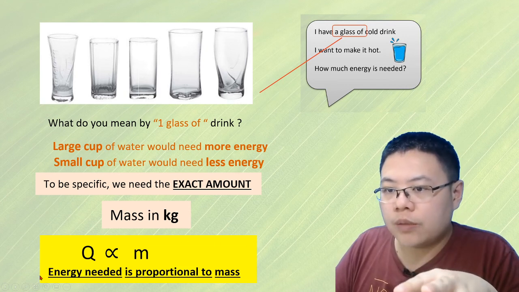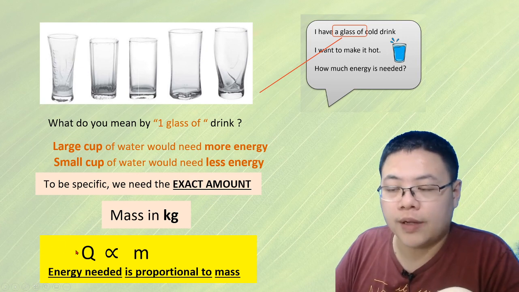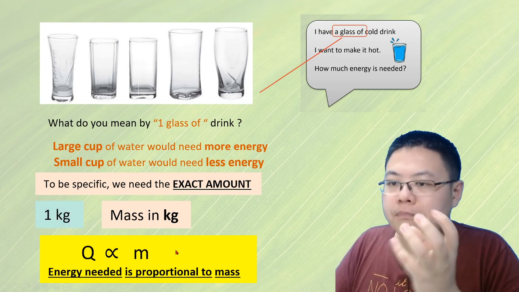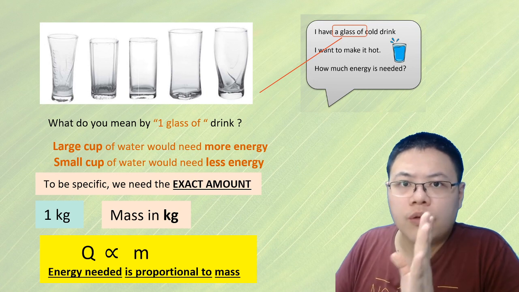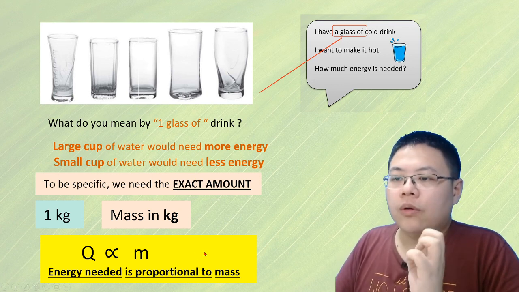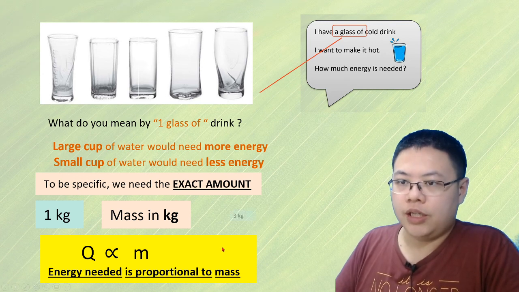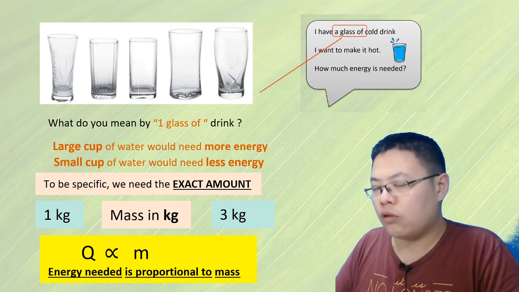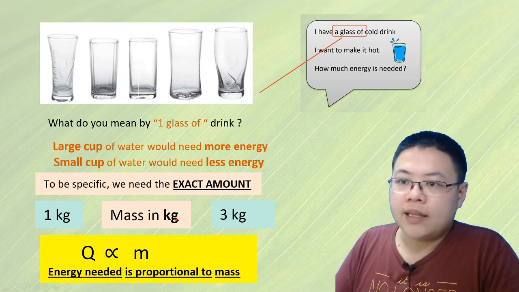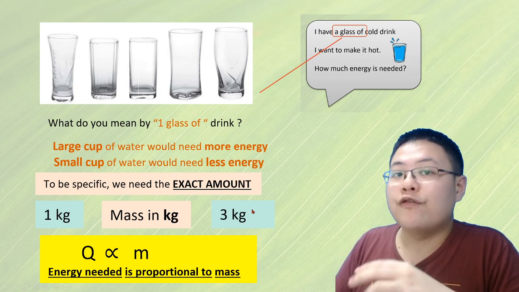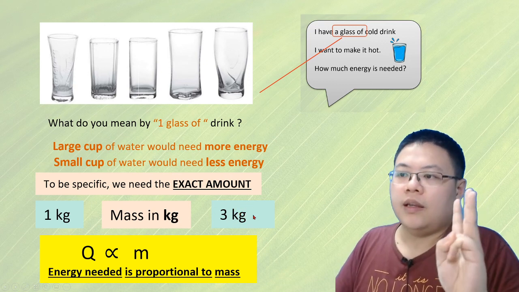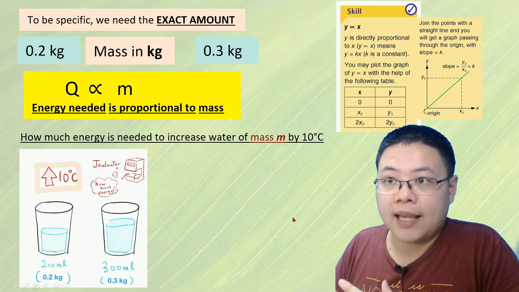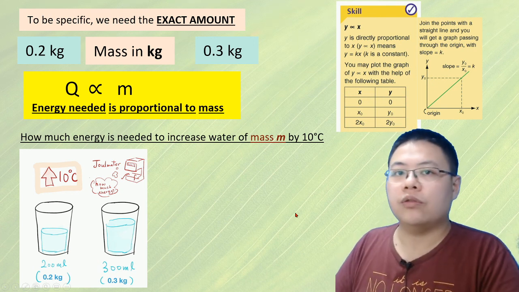The actual relationship is in this proportional. Okay, what do we mean by proportional? It means more and more mass will require more energy. But not only that, double the mass will need double the energy. For example, 1 kilogram of water, if you need 1000 joule for 1 kilogram, then you can tell for certain you need 3000 joule, 3 times for 3 kilogram. Okay, this is what we mean by proportional, 正比例. If you are double, I am also going to be double.